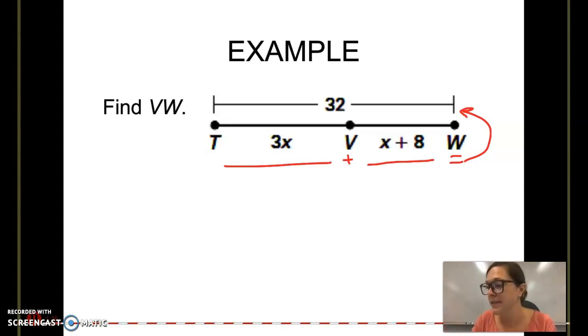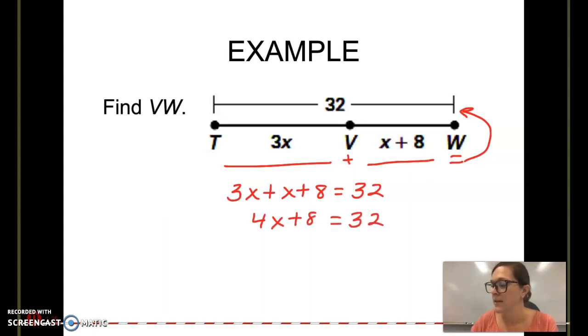So if I take my left side, which would be 3x, and I add to it the right side, which is x plus 8, and set it equal to 32, then I can solve that out. So 3x plus x is 4x. 4x plus 8 is equal to 32. Subtracting 8 from both sides gets us 4x is equal to, what would be that? 32 minus 8, so 24. Divide by 4 on both sides gets us x is equal to 6.